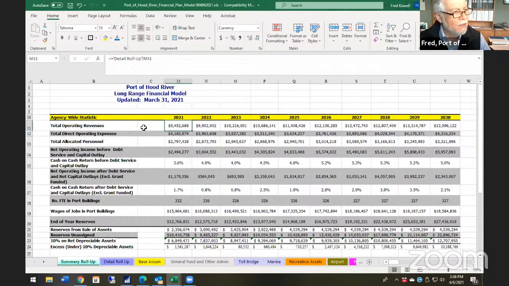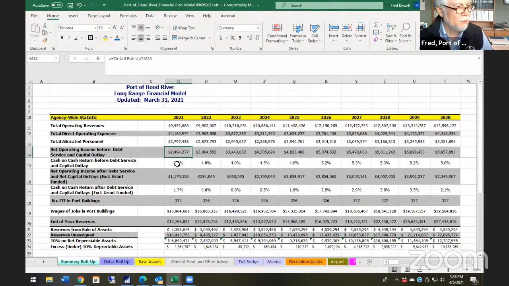All the revenues flow into what is called right here, the operating revenues. What it's called your direct operating expenses is for budget purposes. That's your materials and services. Allocated personnel, that's your personnel and services line. And if you take revenues less these two expenses, materials and services and personnel services, you come up with this sort of operating income before your debt service and capital outlay.